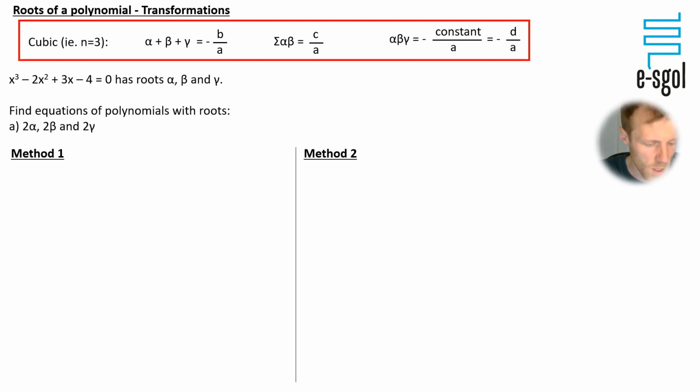Okay, so the final thing we'll look at is transformation of the roots of a polynomial. So we have a question here, we have a polynomial and it tells us that we've got some roots. Then find the equation of a polynomial with some transformed roots. They seem to have doubled the value of each of the roots. If we just take each of these values, so A is 1, B is negative 2, C is 3, and D is negative 4.